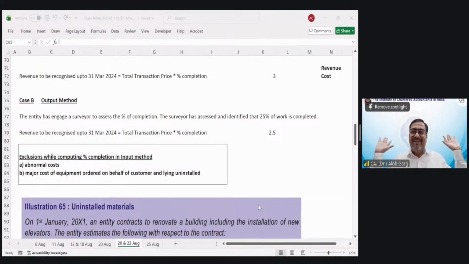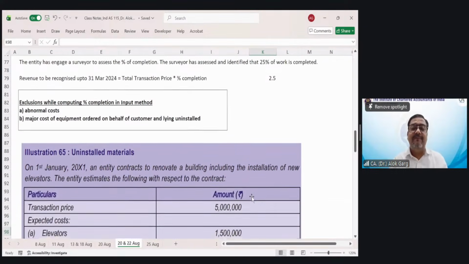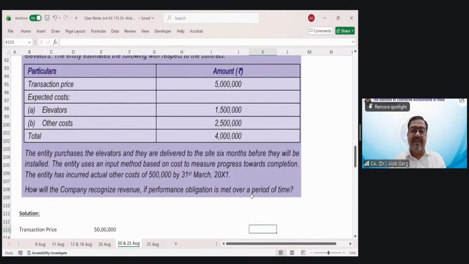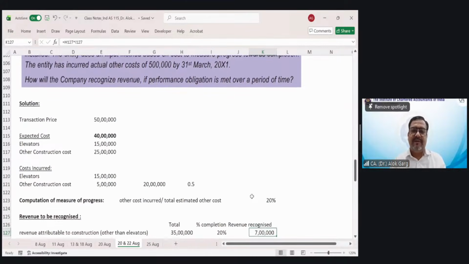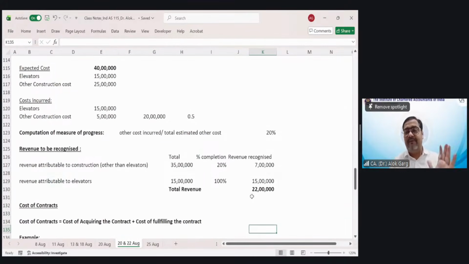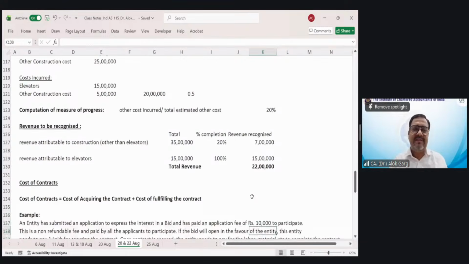That is an abnormal cost that has to be charged to P&L immediately by the entity or the service provider. You will not say that 5 lakh divided by 10 lakh, sir, 50% work has been completed. And when you came, you are looking at the ground only. Nothing was there. So my dear friends, abnormal cost has to be excluded and major cost of equipment ordered on behalf of the customer and lying uninstalled is also required to be excluded in terms of percentage of completion. We discussed one example of elevator as well. You remember? Yes. So one example from my side, one example from ICAI study material side.